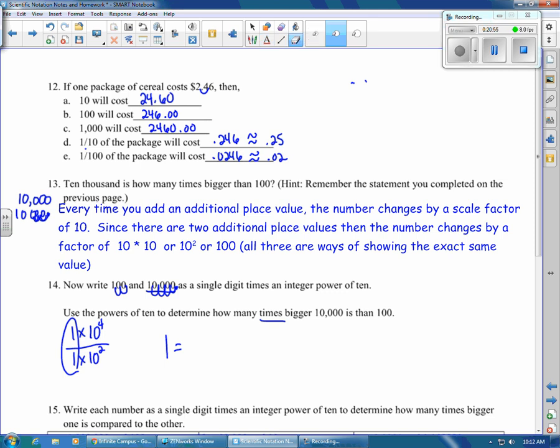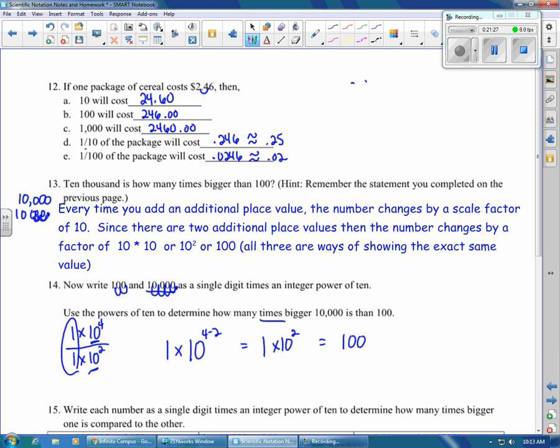Now we know how to work with exponents because we just got done doing the unit on exponents. So when I'm dividing 10 to the 4th by 10 to the 2nd, my base is the same. I'm going to keep my base and I'm going to subtract my exponents. So how many times bigger is 10,000 than 100? It's going to be 1 times 10. 4 minus 2 is the 2nd power. 1 times 10 to the 2nd power is 100. So again, we're coming up with the same answer that we did in 13.